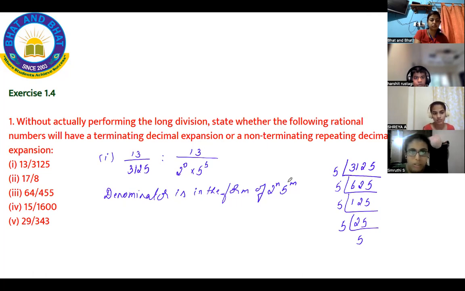Even the next one is terminating. Yeah, the next one we can directly say. So 8 is nothing but 2 raised to 3. Correct? So that is also terminating.